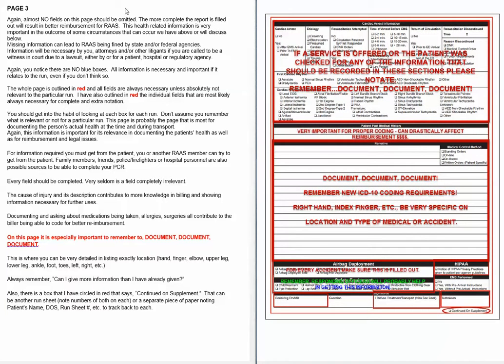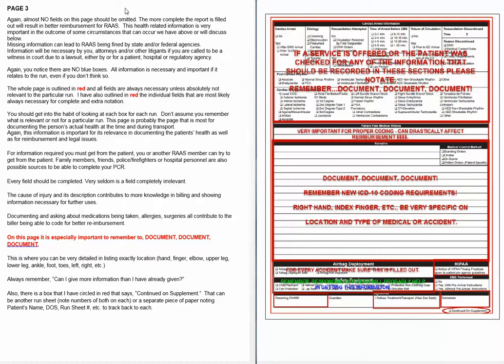Again, almost no fields on this page should be omitted. The more complete the report is filled out will result in better reimbursement for RAS. This health-related information is very important in the outcome of some circumstances that can occur we have above or will discuss below. Remember, this is also very important for the health of the patient when you get to the ER. And once you leave, if they have questions and if you have documented it thoroughly, there will be better answers for them to treat the patient.